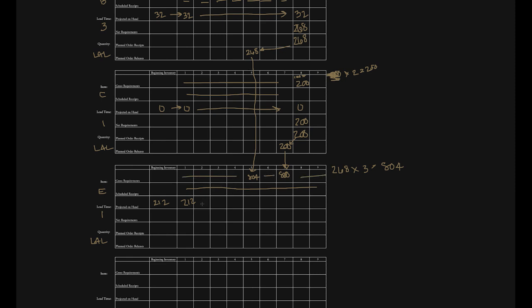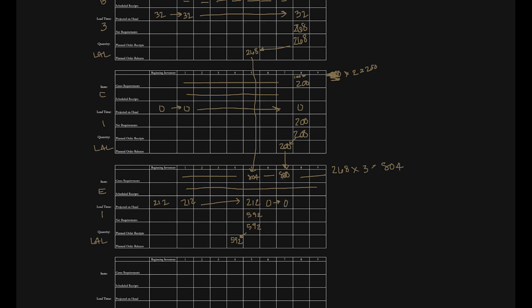So we're going to move this over to period 5. We have 212 on hand. We need 804, which gives us a difference of 592. We need to order 592 when we need to order it 1 week back. 592. After that, we're left with 0. We've used up all of our inventory.